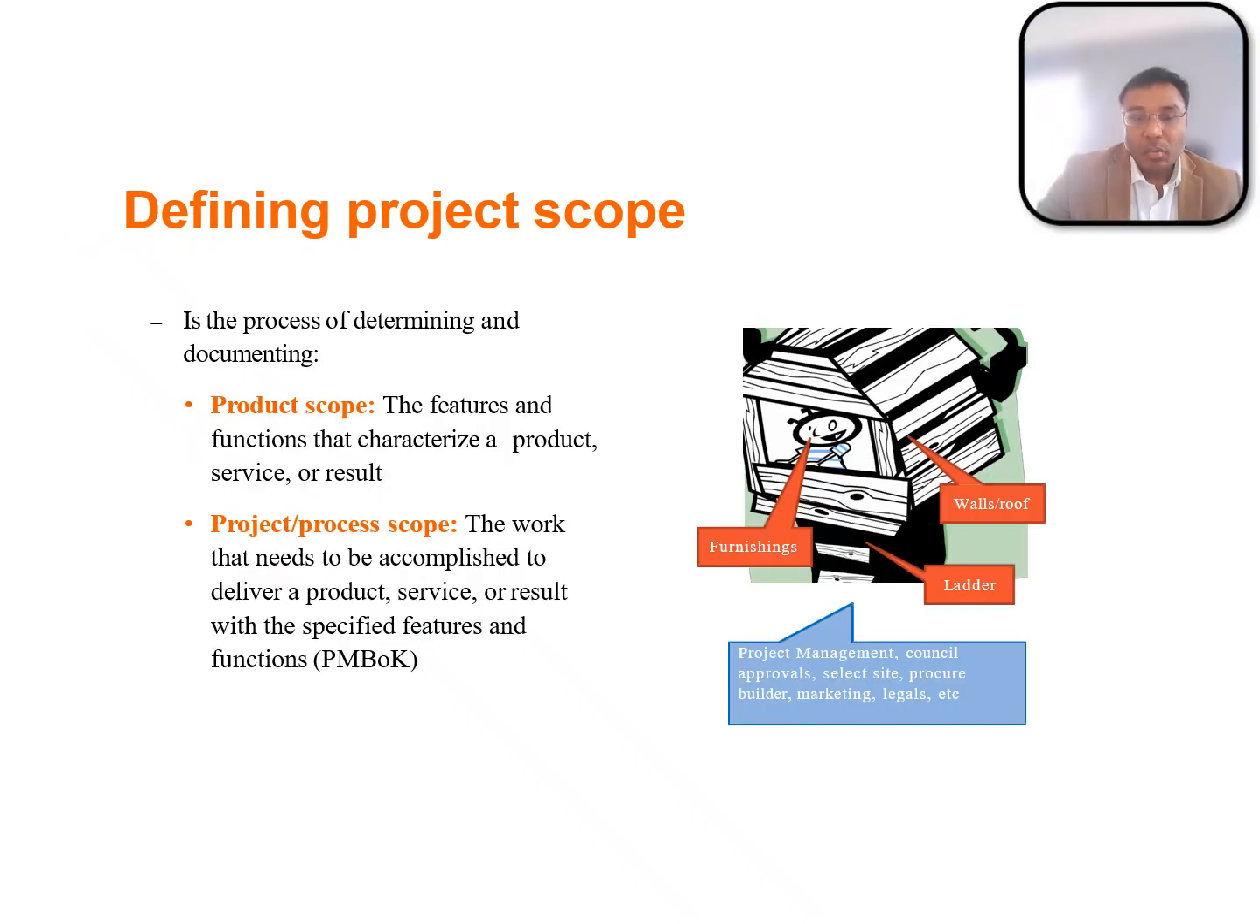How would you define project scope? Here we distinguish between product scope and project scope. Product scope describes the features and functions of a deliverable, whereas project scope describes the work needed to produce it. So it's basically the activities that need to be carried out in order to get that deliverable or product. Both must be clearly defined and documented to avoid any confusion.